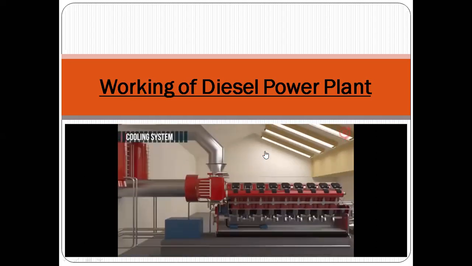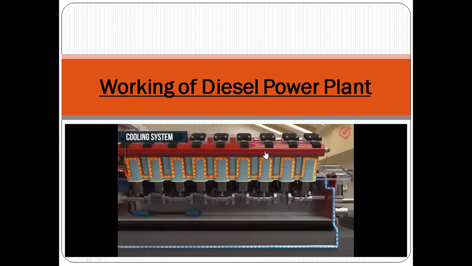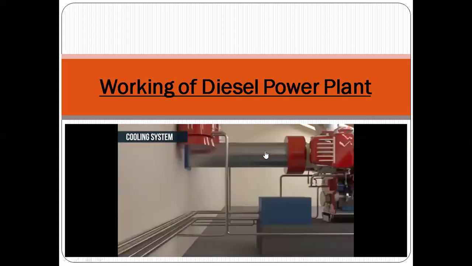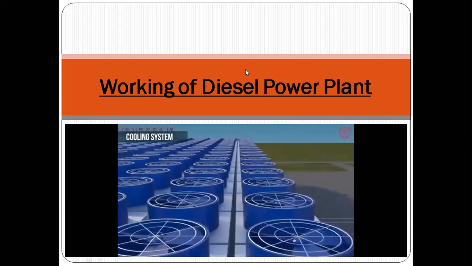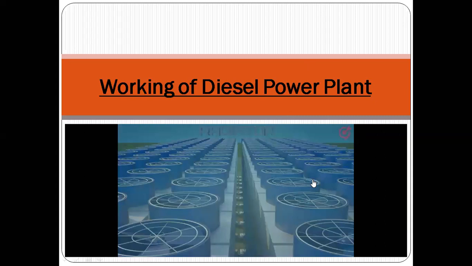Cooling system. The cooling system is instrumental for the liquid cooling process. In this system, cooling jackets are provided on the engine cylinder walls and head through which the coolant is circulated. The heat is transferred from the cylinder walls to the coolant by the process of convection and conduction. The coolant heated during its passage through the cooling jackets is cooled while it passes through the air-cooled radiator. So this is how a diesel power plant works.